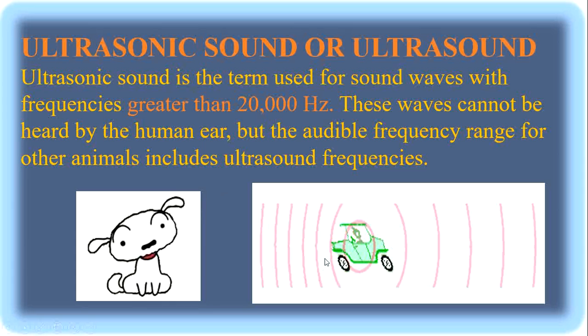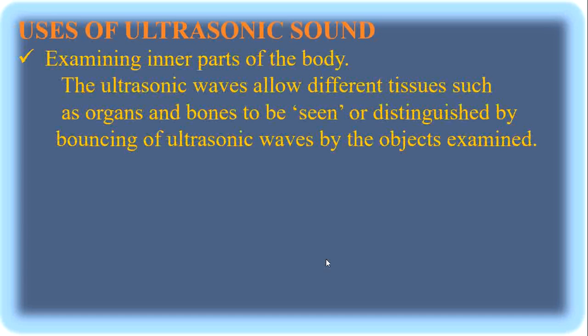Ultrasonic whistles are used in cars to alert deer to oncoming traffic so that they will not leap across the road in front of the cars. Uses of ultrasonic sound. An important use of ultrasonic sound is in examining inner parts of the body. It is used to allow different tissues such as organs and bones to be seen or distinguished in our body by bouncing ultrasonic waves off the object examined.